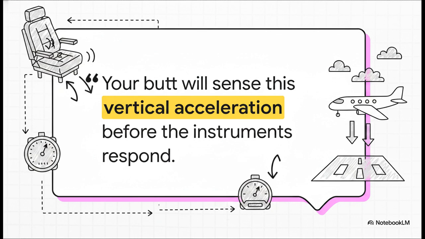I love this line straight from the flight manual. Your butt will sense this acceleration before the flight path changes or the instruments respond. It is so true. You have to be super sensitive to vertical acceleration. If you feel sudden lift or sink right in the seat of your pants, make an immediate correction to your attitude and thrust. Make the adjustment as soon as the error is seen, felt, or even anticipated.